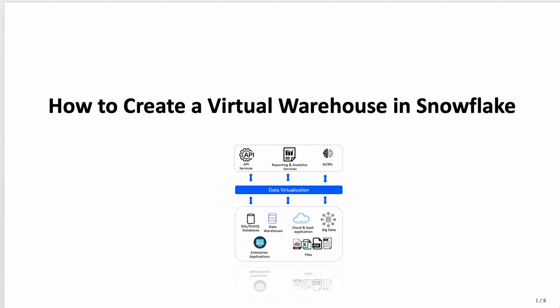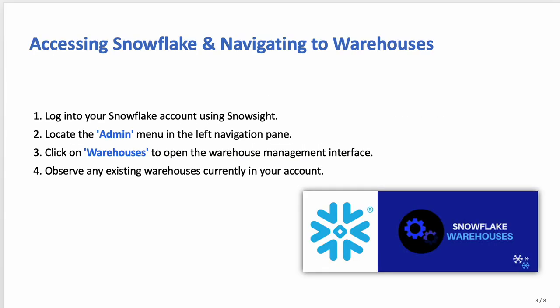Again, guys, in this video we will see how to create a virtual warehouse in Snowflake. For creating the virtual warehouse, first of all, access Snowflake and navigate to the warehouses. Log in to your Snowflake account using Snowsight, and from the Admin menu in the left navigation panel, click the option of Warehouses to open the warehouse management interface.